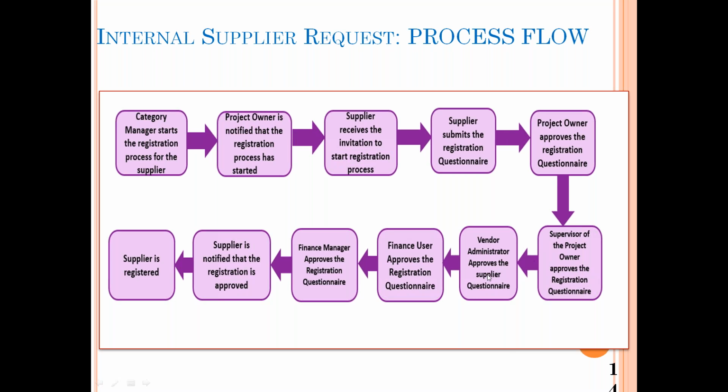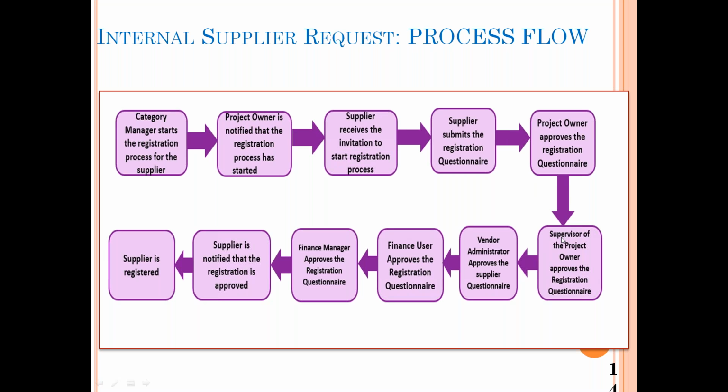So these are different persons. Then the finance user approves the registration questionnaire. Then the finance manager approves the registration questionnaire. And then the supplier is notified that the registration is approved. And then finally the supplier is registered. So here you can see there are multiple ways we can approve it.